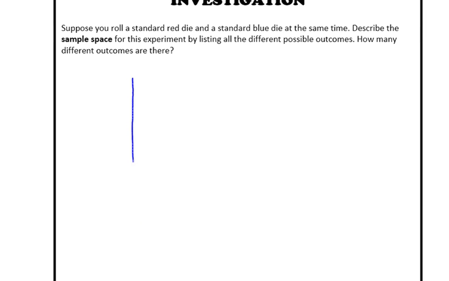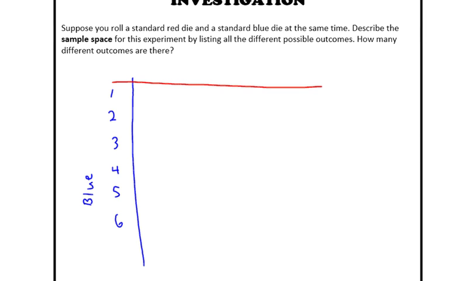Okay, so we have a blue, and if it's a standard die, what are the numbers on a standard die? 1 through 6. Okay, and we're going to roll also a red die. Okay, and it says describe the sample space for this experiment by listing all the different possible outcomes. So making this chart is one way we can list all the outcomes.